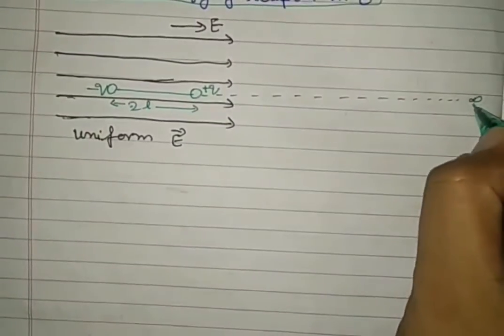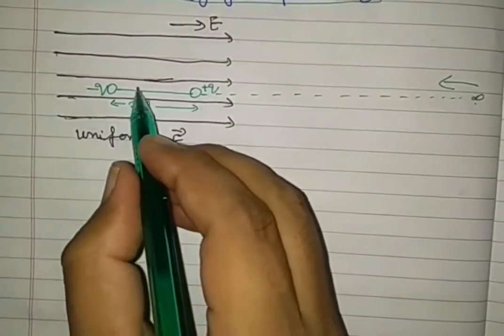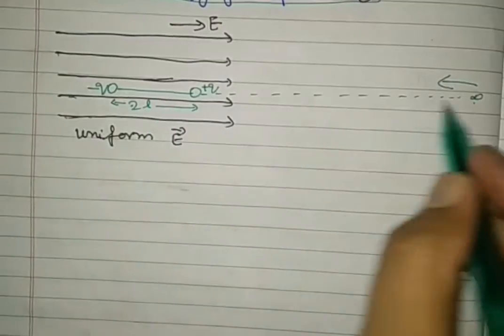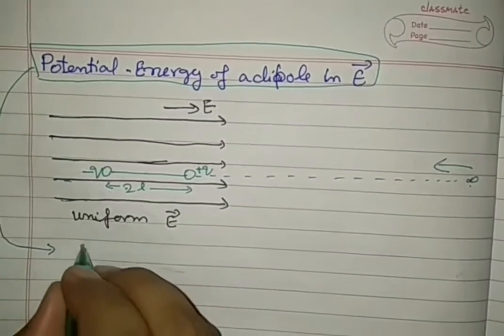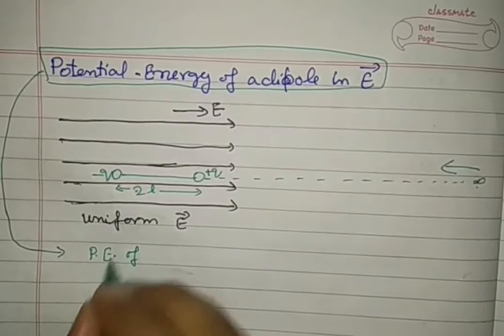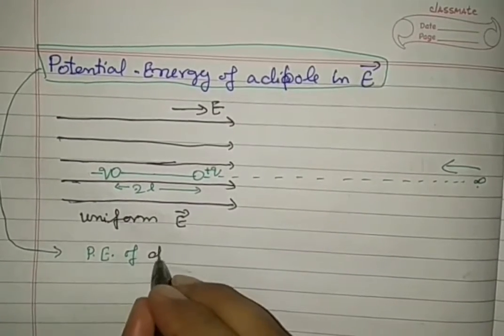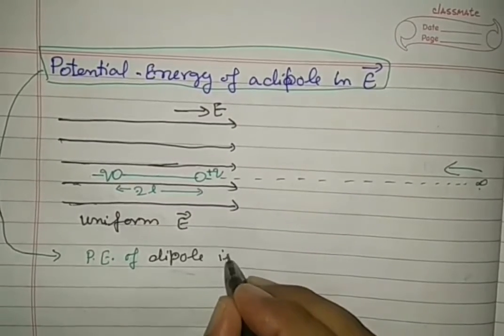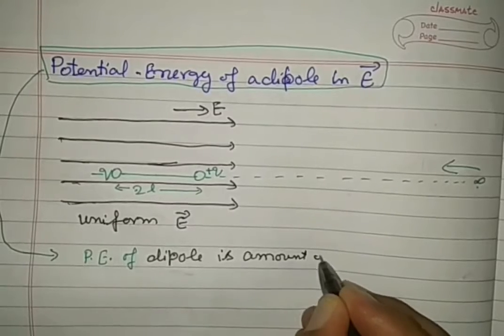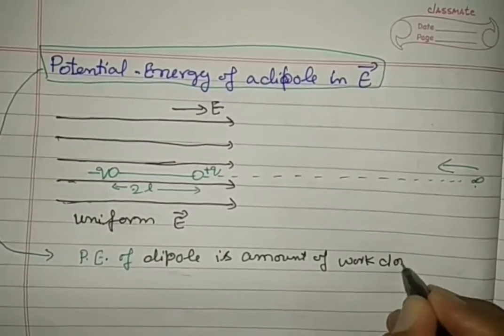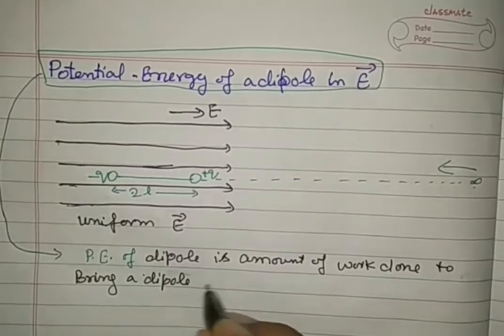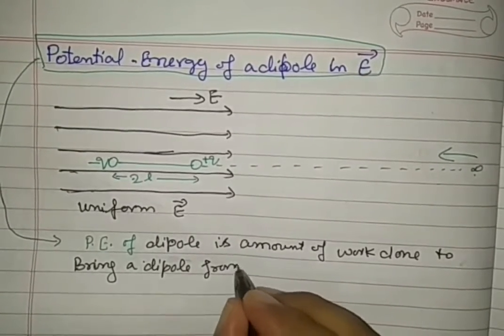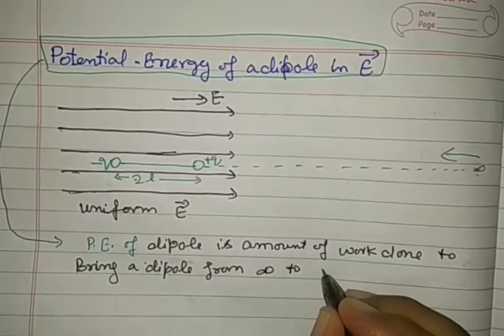Initially this dipole was at infinity and it is brought in the electric field, and we want to see what is the work done in bringing this dipole from infinity to here, because we know that the potential energy of a dipole is the amount of work done to bring a dipole from infinity to the electric field.